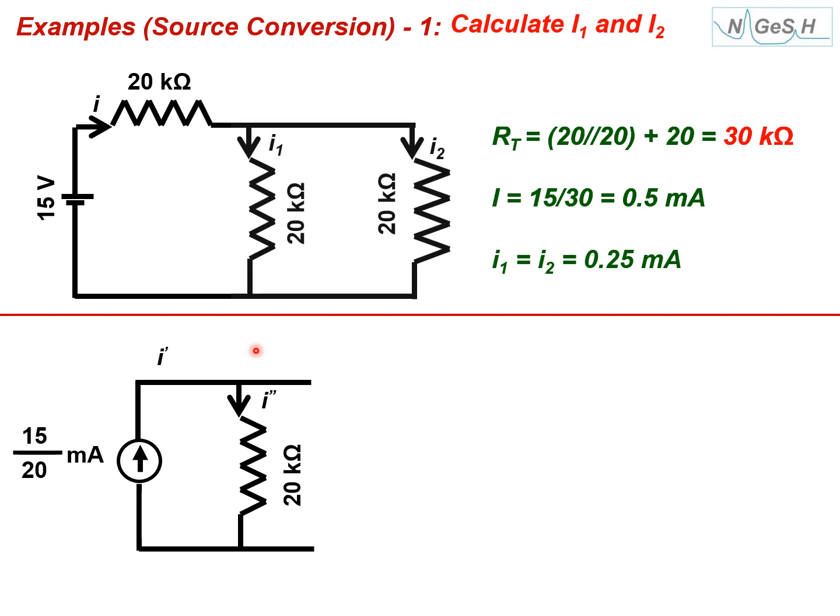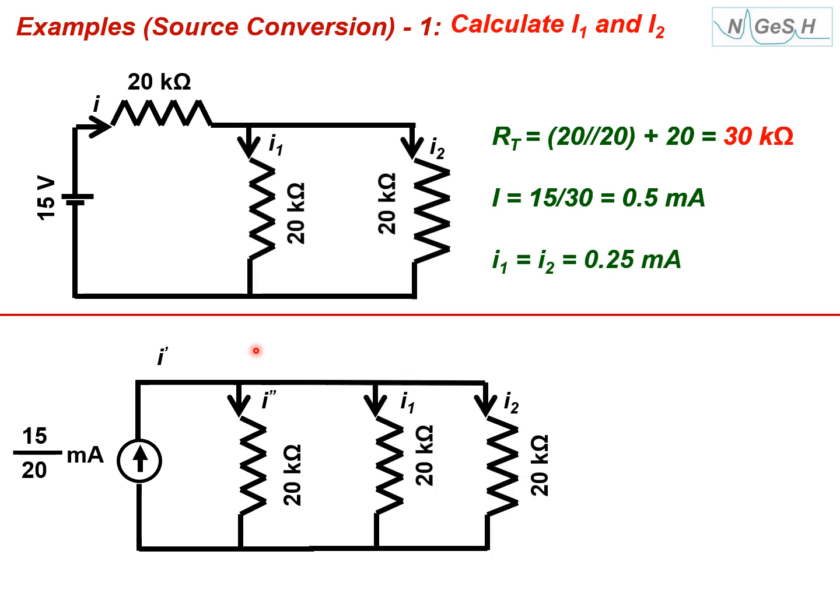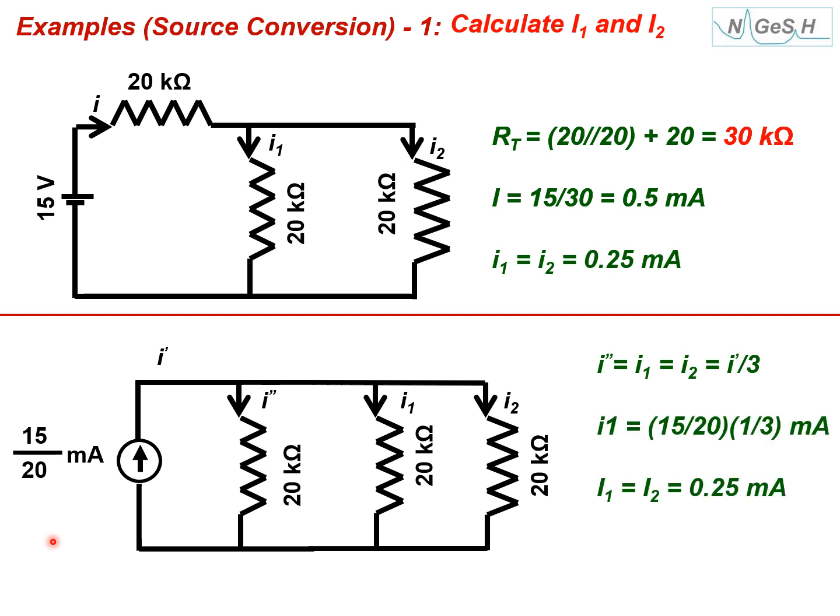Now if you replace the circuit back, you see all three are in parallel, 20s. So the current will be divided equally by 3. So 15 by 20 divided by 3 will also be 0.25 milliamperes. See, these two are the same.